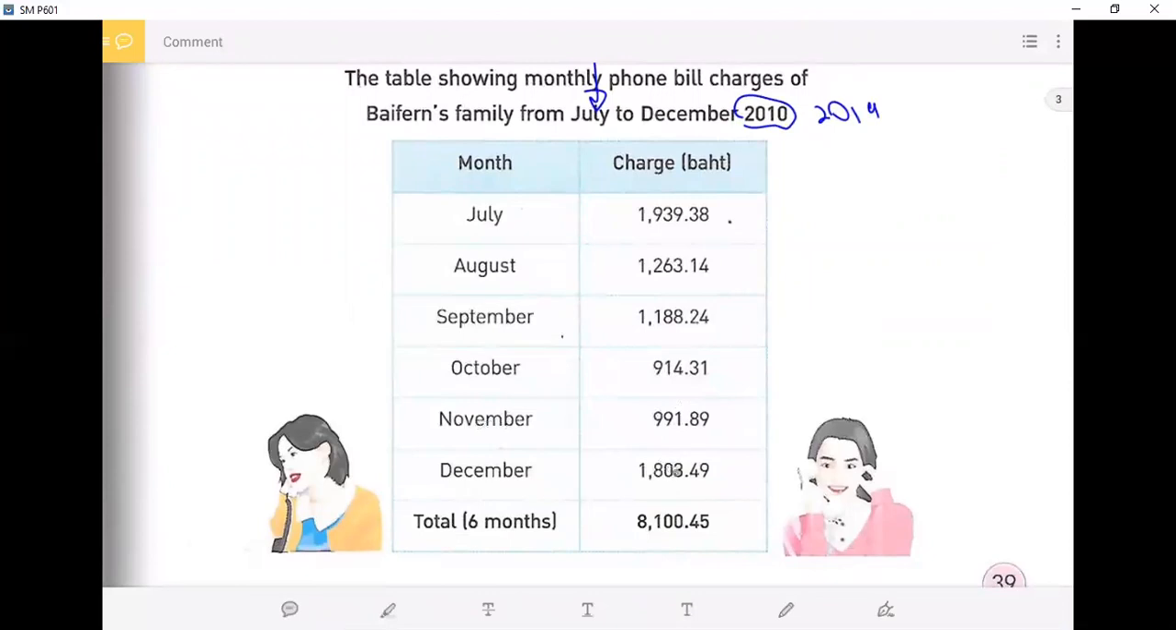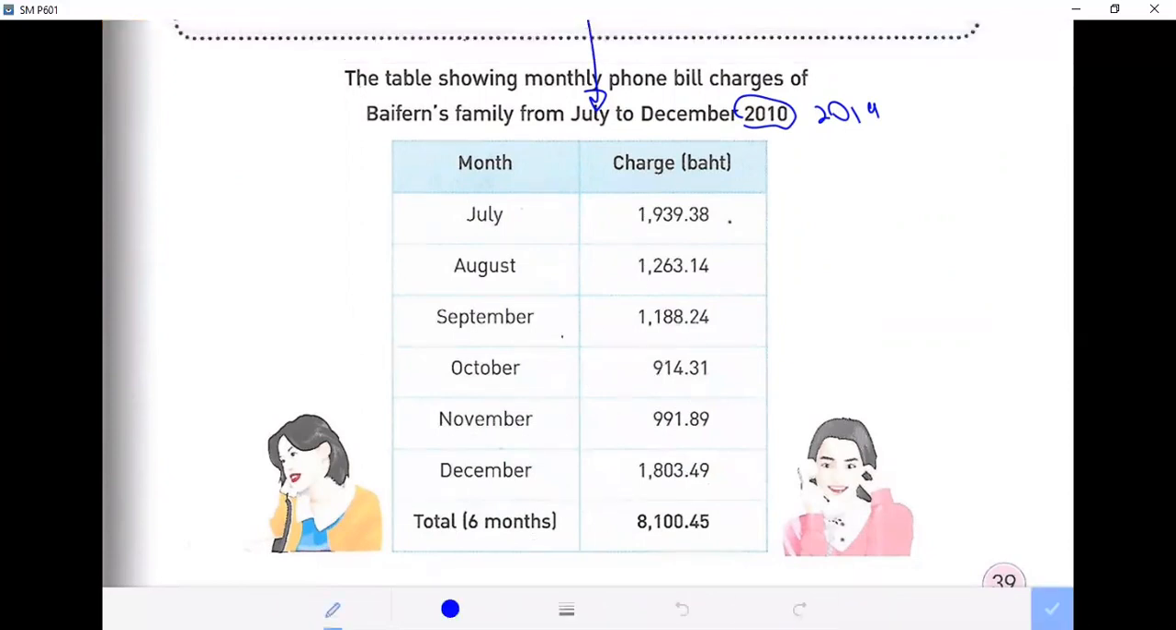December, come back to be higher again, something like that. And then that is 6 months. So this is called the data collection, right? She collected from each month, right?